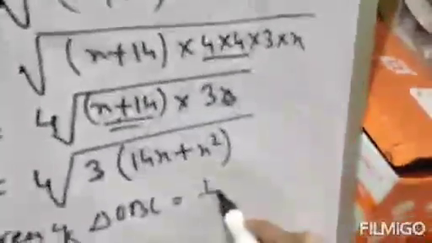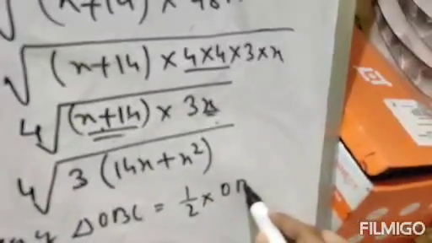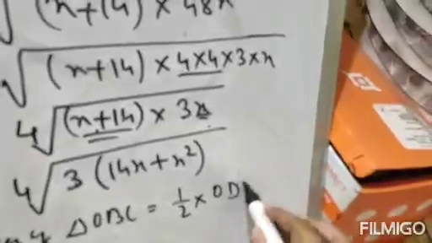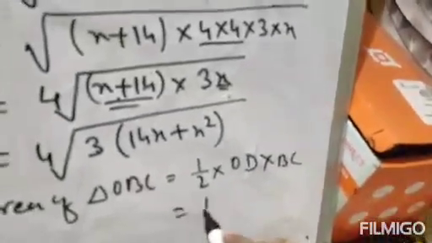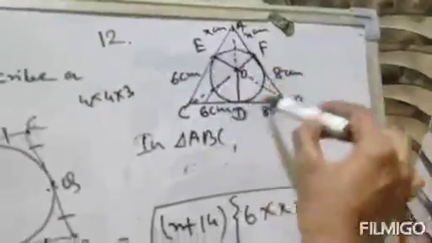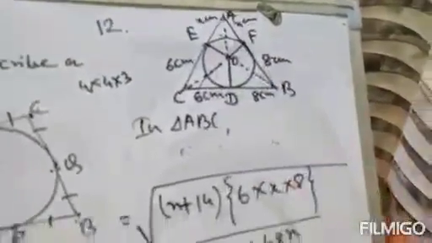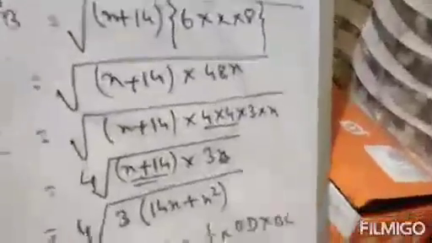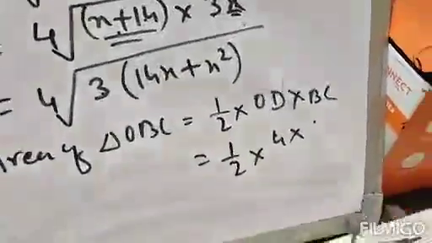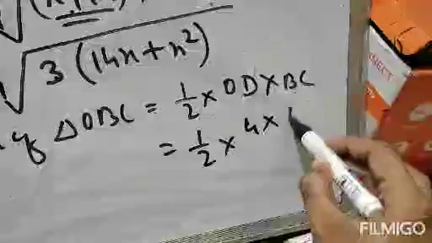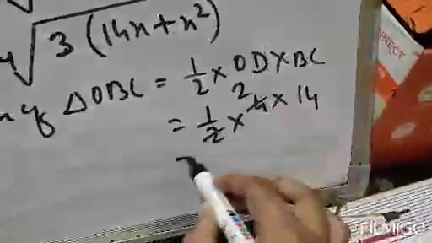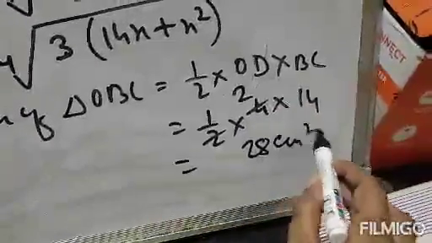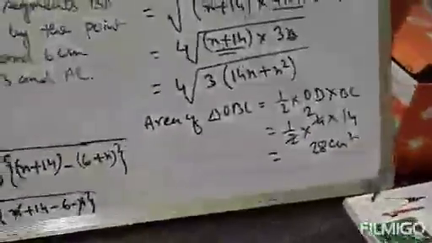That is the area formula of the triangle OBC, half into base into height. So height is OD and base is BC. Now 1 by 2 into OD. OD is like this, this is the height. That means in case of the circle, this is the radius, and the radius is given as 4 centimeter. So OD is 4 centimeter, and BC that is 6 plus 8, that is 14. 2 into 14 is 28. So area OBC is 28 centimeter square.